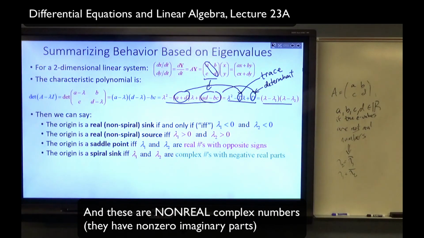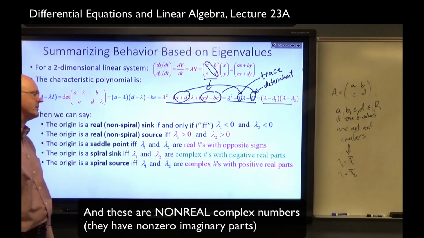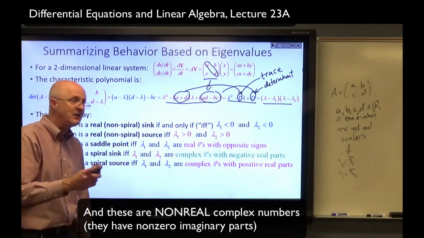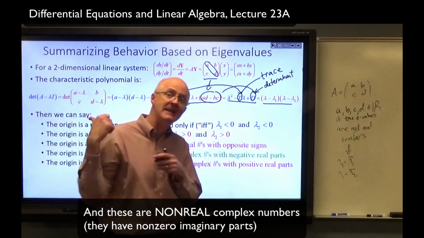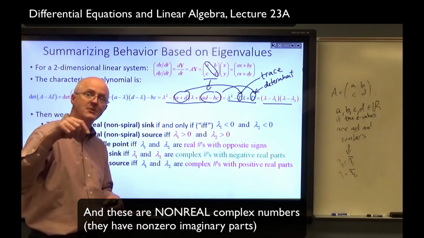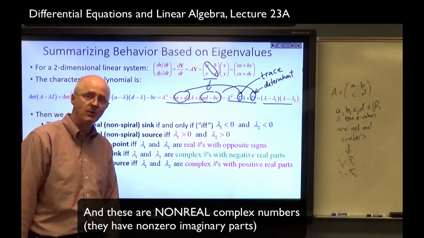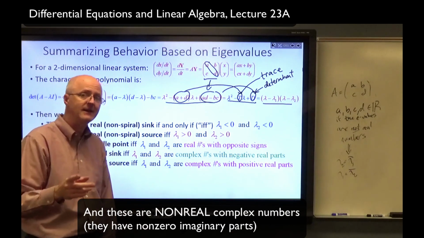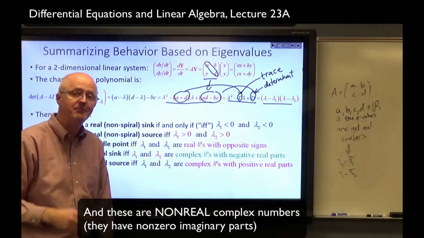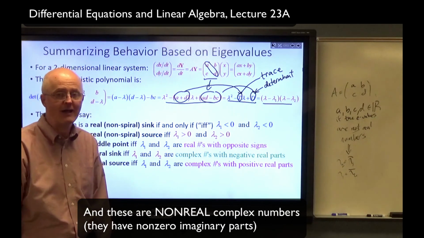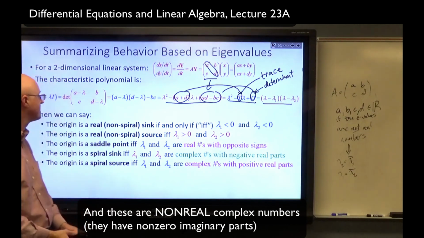I haven't done an example, but it will be a spiral source if and only if these are complex numbers with positive real parts. And I could quickly make such an example by negating the previous example, taking all the entries and taking their opposites. And that would be a spiral source. And the eigenvalues in that case would actually be positive 1 plus or minus 2i. You might want to check that.